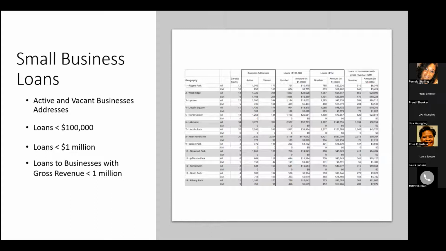I think I said final category last time. This is the final category: small business loans. This is a total count and dollar amount of loans, and it's broken down by size of loan and then loans to businesses that fall under that small business category, which is gross revenue under $1 million. We also have active and vacant business addresses in that first chunk of columns. And the loan data is also given for just low to moderate income tracts within each geography, separated, as well as the whole geography overall.